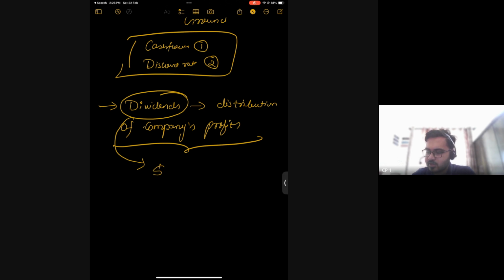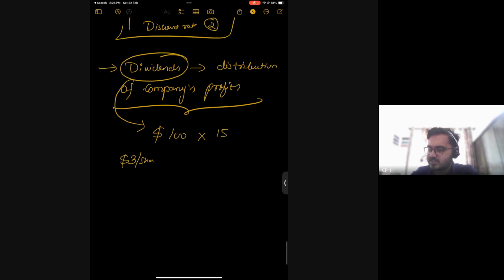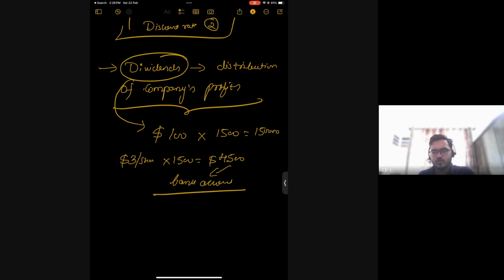So let's just say I'm holding a share worth $100, and the company declares a certain dividend. Let's just say they declare a dividend of 3 per share. So for every share that I hold, I'll get $3. For example, let's say I own 1500 shares, which means my total investment is 150000. If a dividend of 3 per share is declared, I'll get 3 into 1500, which is 4500 as dividend, which will hit my bank account. A very simple way to look at it.